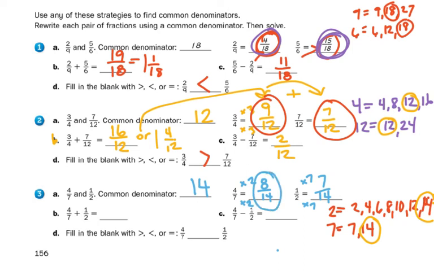4/7, which is the same as 8/14, plus 1/2, which is the same as 7/14. 14ths remains the same. 8 plus 7 is 15. I'm going to change that to a mixed number. 14/14 is the same as 1 whole, leaving me 1 and 1/14. So if I compare, 4/7 is greater than 1/2.